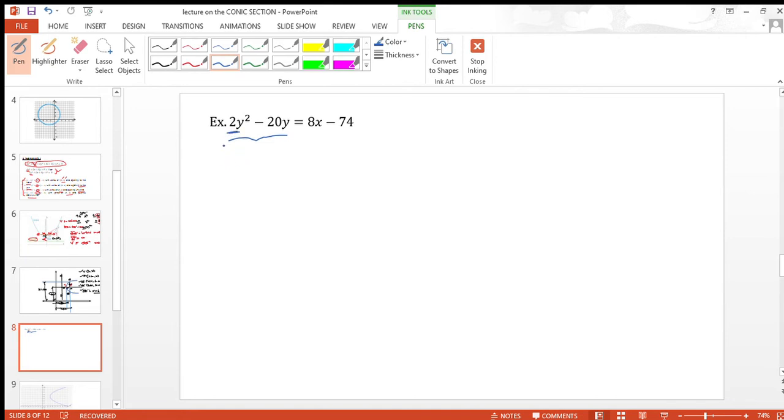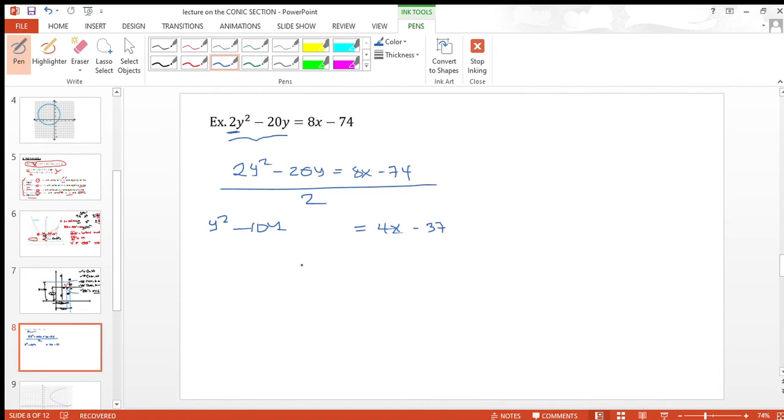Step 2, make now the coefficient of y squared, in this case, y squared, be equal to 1. So we have 2y squared minus 20y equals 8x minus 74. Making now the coefficient of y squared equal to 1, we divide both sides by 2. So this gives us y squared minus 10y equals 4x minus 74 divided by 2, that will be 37.